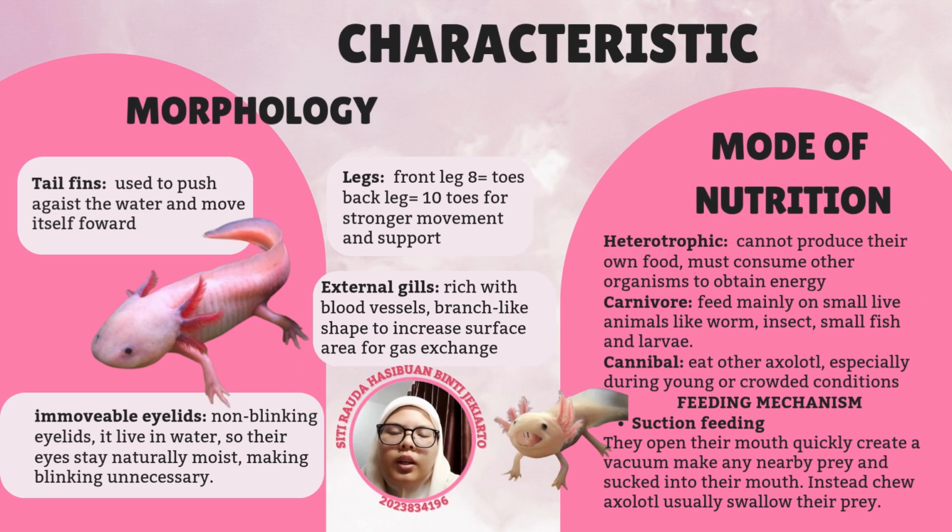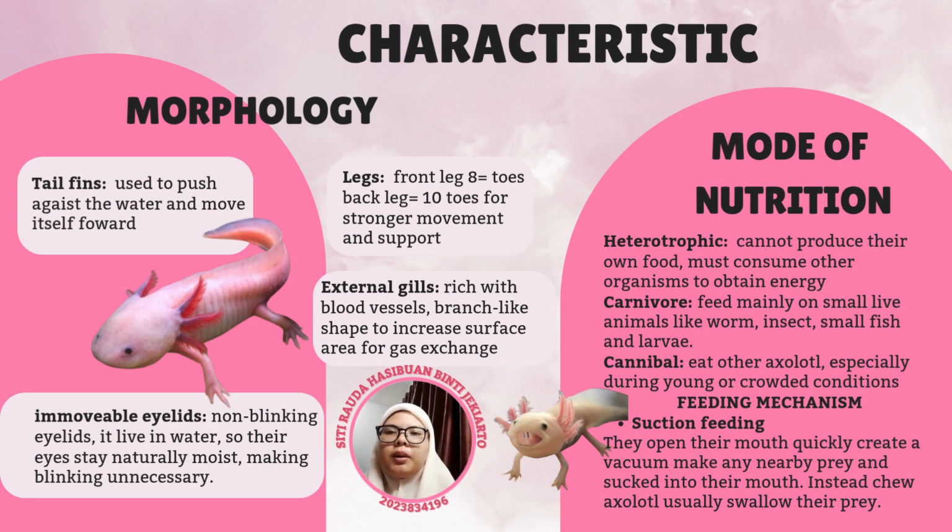I will continue with characteristics of axolotl. First, let's take a look at the morphology. Axolotl use a fin-like tail to move forward smoothly in aquatic environments. Axolotl also have legs, with front legs having 8 toes and back legs having 10 toes. The extra toes give them stronger movement and support. It has external gills filled with blood vessels, and the shape is like feathery branches to increase the surface area for gas exchange. It has immovable eyelids because since they live in water, blinking becomes unnecessary.